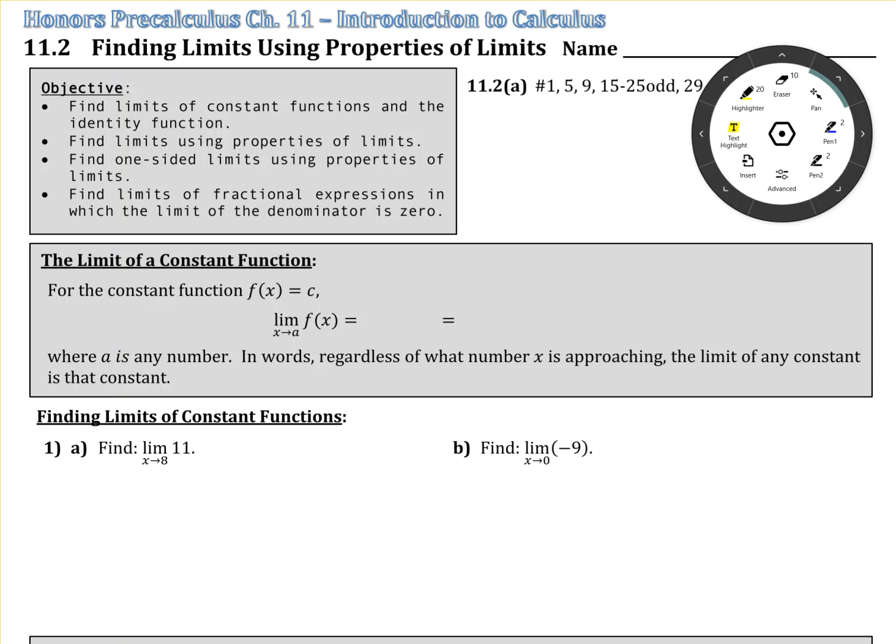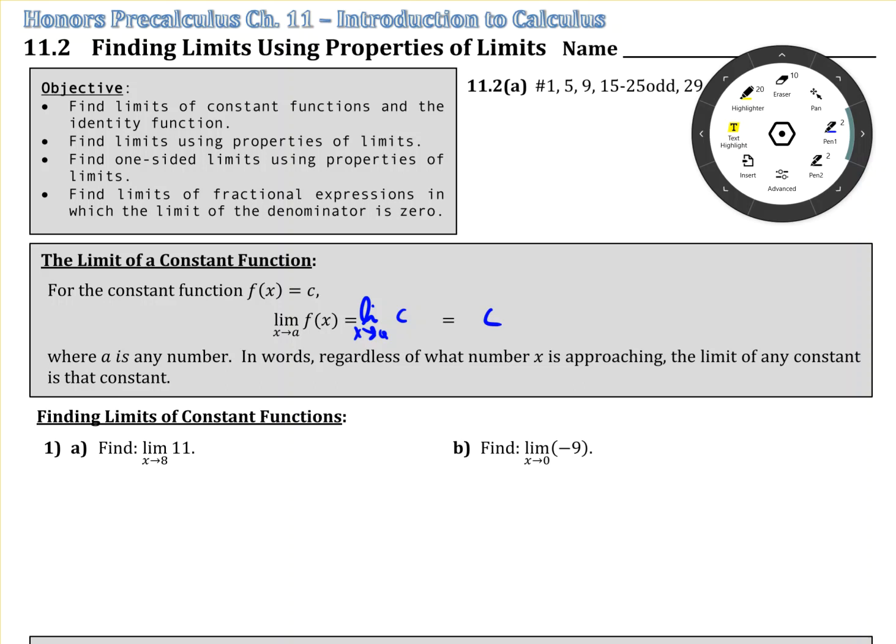The limit of a constant function. So for the function f of x equals c, the limit as x goes to a of f of x, well, that's the limit as x goes to a of c, and that's going to equal c.